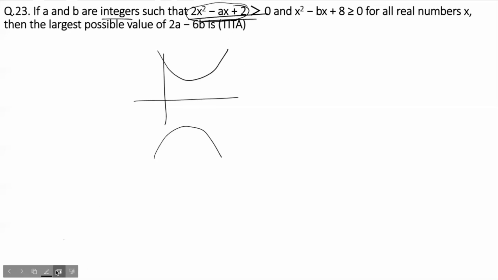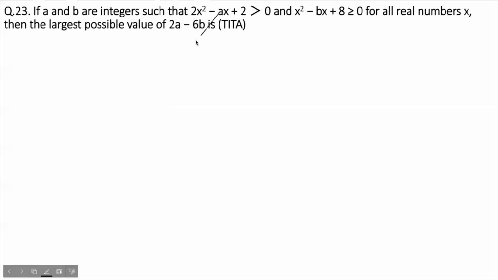Let's see. The first condition is 2x square minus ax plus 2 is always positive. Now the left hand side is a quadratic equation, guys. A quadratic equation is always positive when its roots are imaginary, right? It can be always positive or always negative. In both the cases, we can say that the roots are imaginary. The graph does not touch the x-axis. That means the b square minus 4ac for this equation should be basically negative or less than 0.